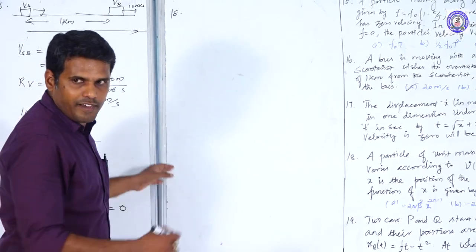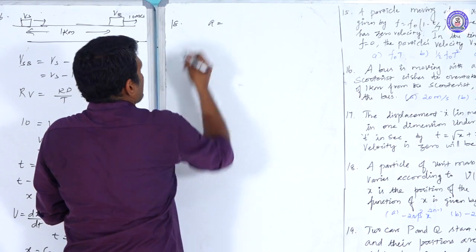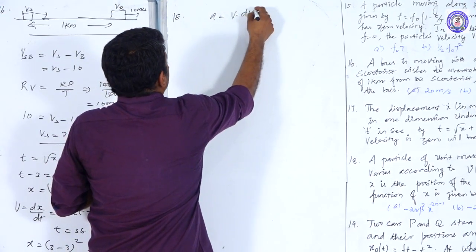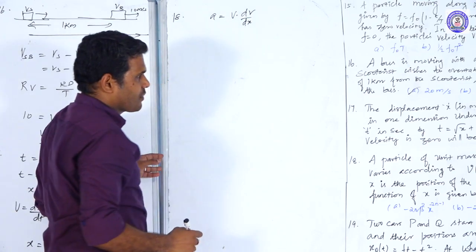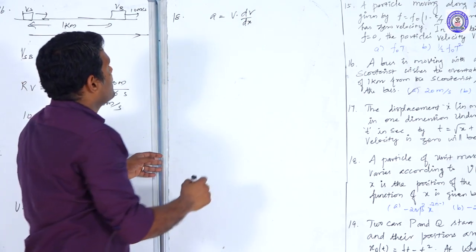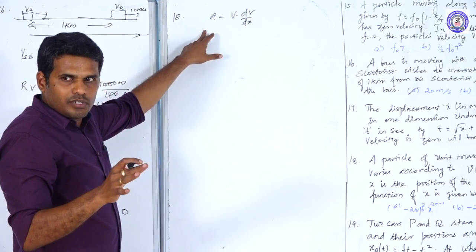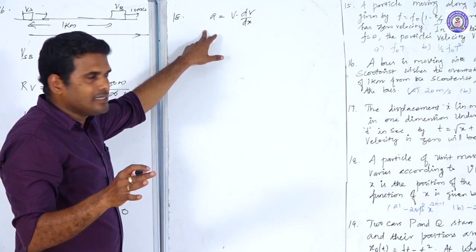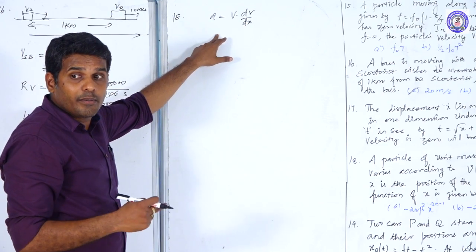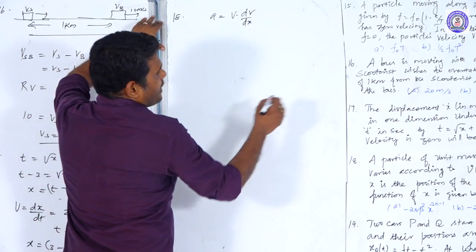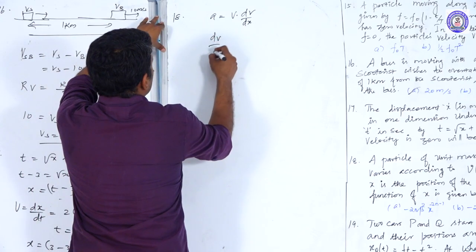We saw the expression for acceleration of a particle in terms of x as a equals v into dv divided by dx. So this is a typical formula. Actually, you always represent the value of acceleration in terms of dv divided by dt. Here it is dv divided by dx. They are asking it in terms of x. So dv by dx must be calculated from the given expression.